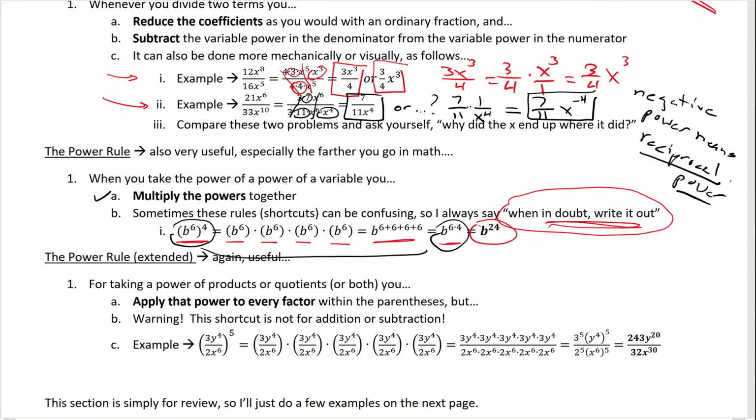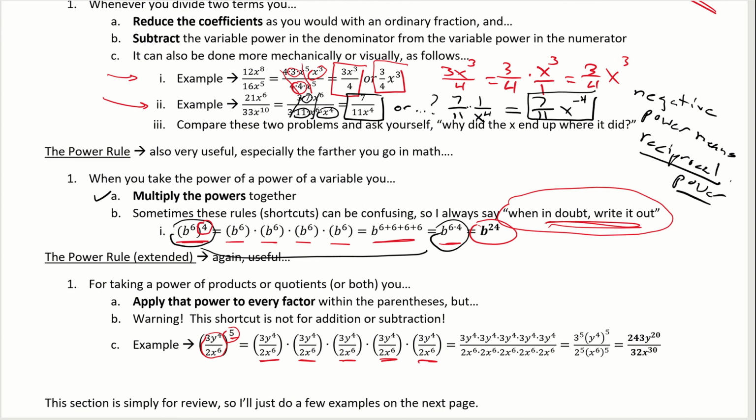If you extend it and really start challenging yourself with problems, look at this one, the extended power rule. Apply the power to every factor within the parentheses. Here's another example. I've got this stuff, whatever it is, to the 5th power. That means stuff times itself 5 times. That's what the 5th power is all about, right? That's what the 4th power up here was all about.